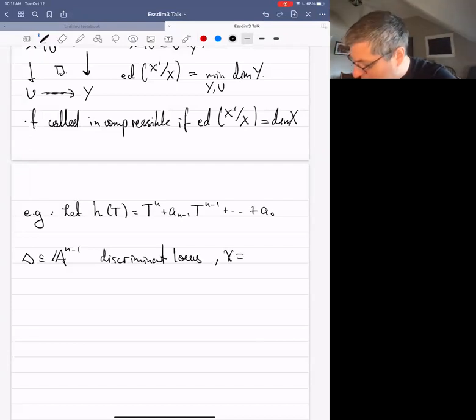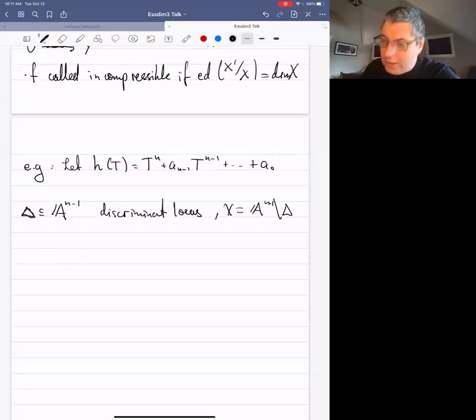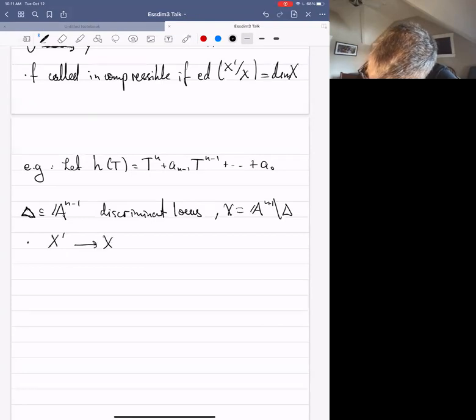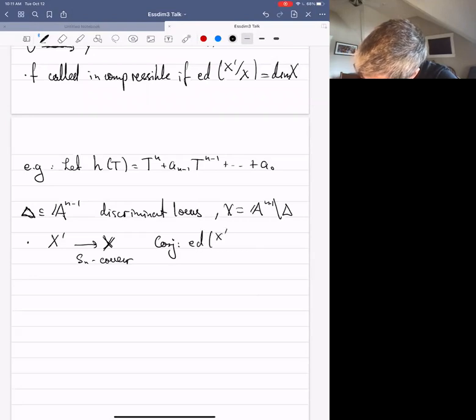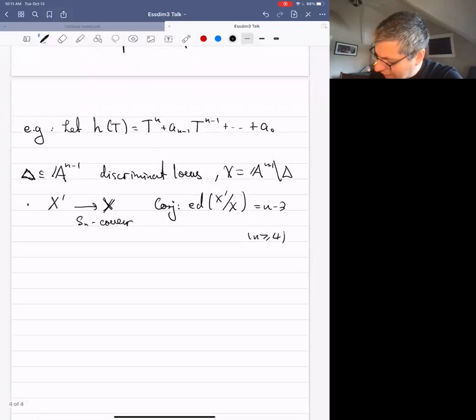And then we can take x to be A^(n-1) minus Delta, sorry. Over this, if I look at the solution of this polynomial, I get a cover whose Galois group is S_n. So this is an S_n cover. And it's a conjecture that the essential dimension of this is, I think, n-3. This is for n greater or equal to 4. That's actually still open.